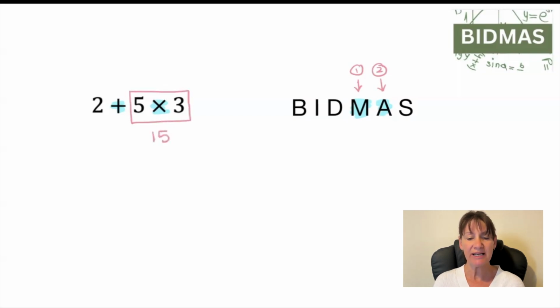Now, this is really important. That 5 times 3 is at the end, and we must keep it at the end. So one of the biggest mistakes I see is a bit of rearrangement going on. Now we've got 2 plus 15 when we drop that down, which gives us 17.